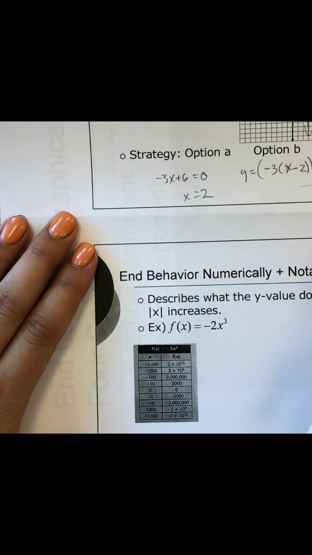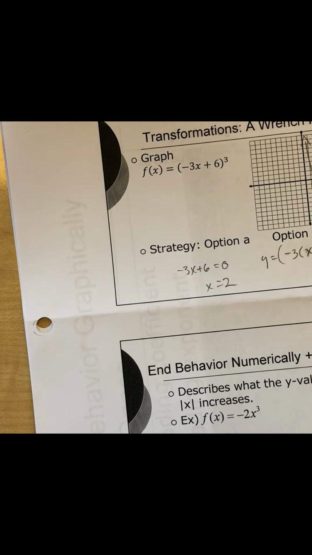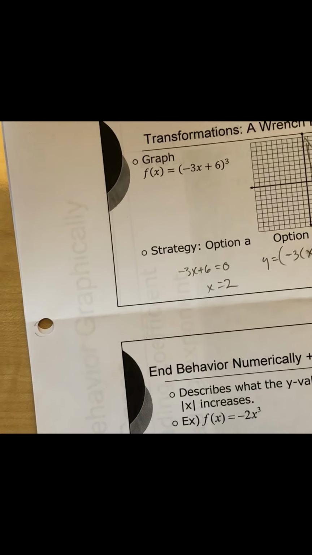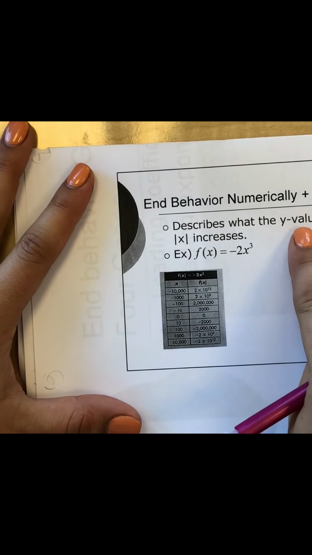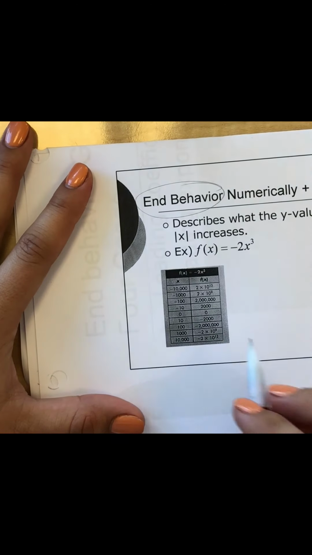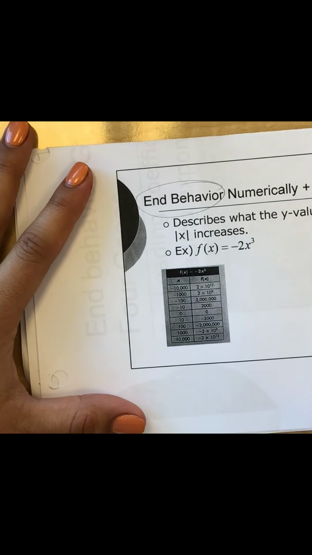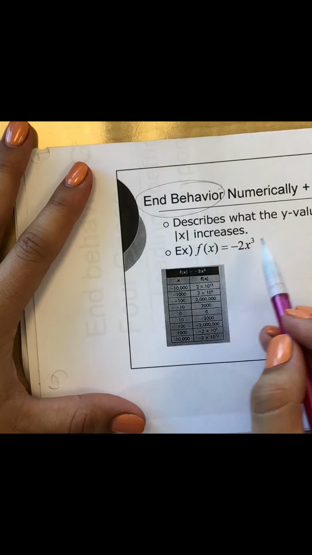We're going to talk about end behavior. This is something we'll talk about more. So this is a review from Algebra 2. You should have learned it fully and remember it, but just in case, we're going to go over it again. All right, so here's what end behavior is. Describe what the y value does as the absolute value of x increases. Okay, that's what end behavior is.